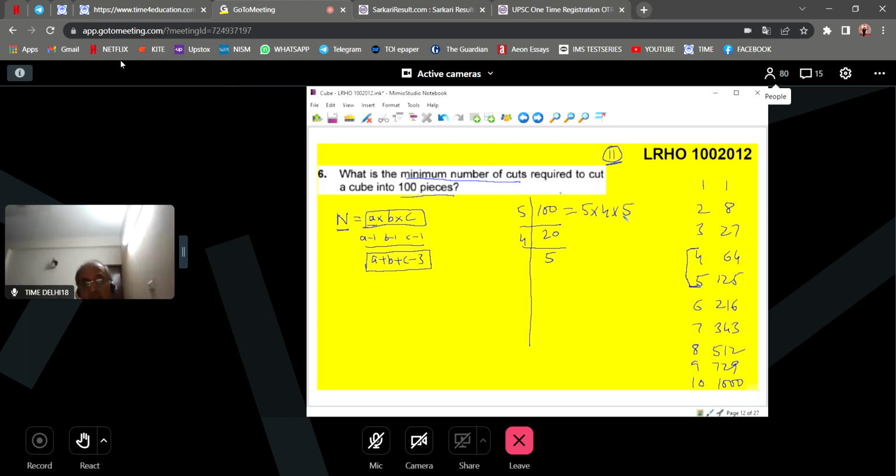Product of these three numbers is 100. What I said, I need to find three numbers whose product is this number. And second thing, the difference, they should be closest to each other. Are they closest to each other?